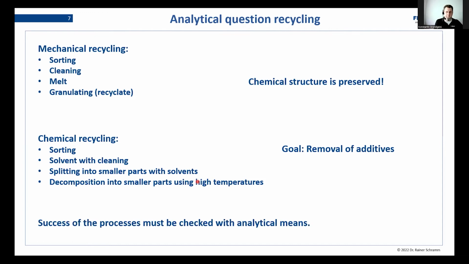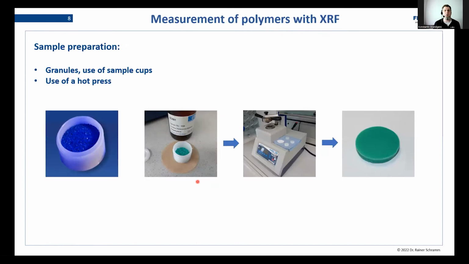So why is this important for us? In the end, the success of these recycling steps, we need to check with analytical means. We need to make sure that what we have left is basically the polymer we want and not a mixture anymore. So again, back to the question, can we use XRF for the purpose of checking it? We'll talk about a few examples later.